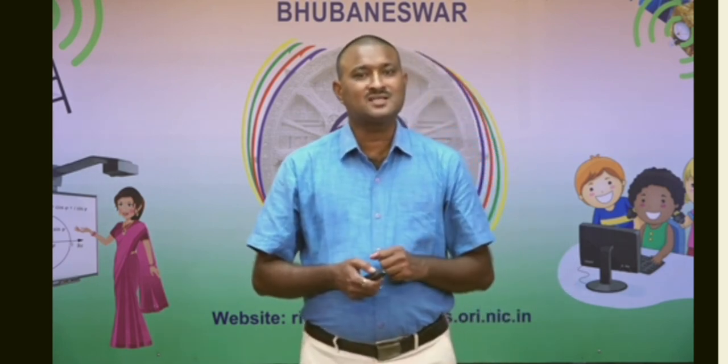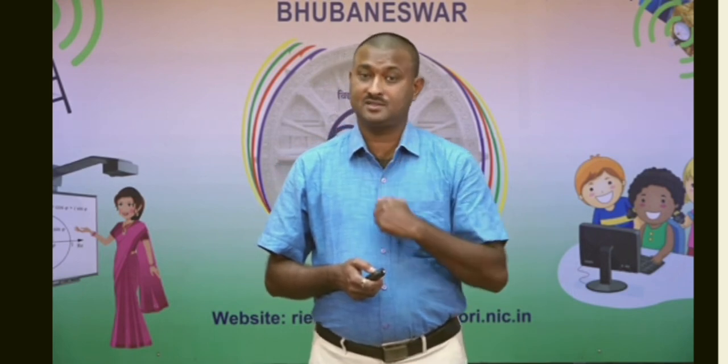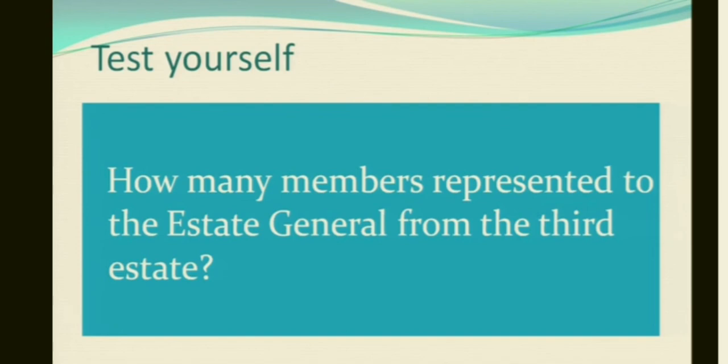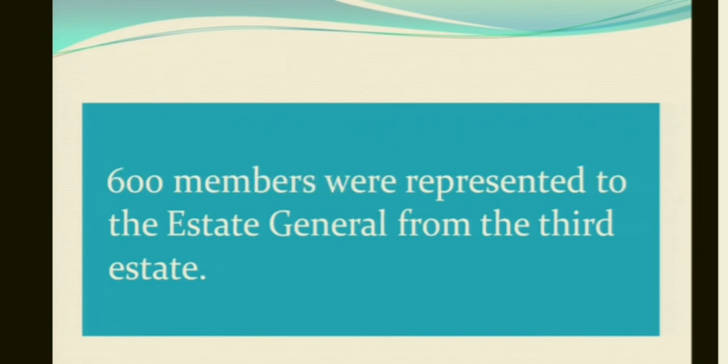Before ending the class, let us test ourselves on how far we have discussed and what part we have covered. Now, I am going to ask some questions regarding the topic we have discussed today. The first question is, how many members represented the third state in the State General? The answer is 600 members were represented to the State General from the third state.